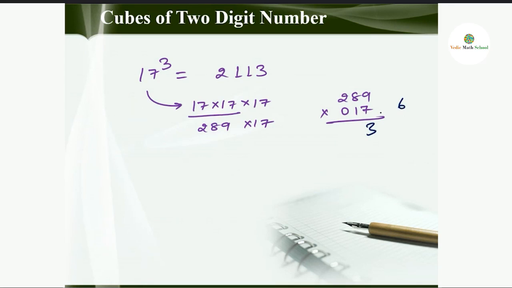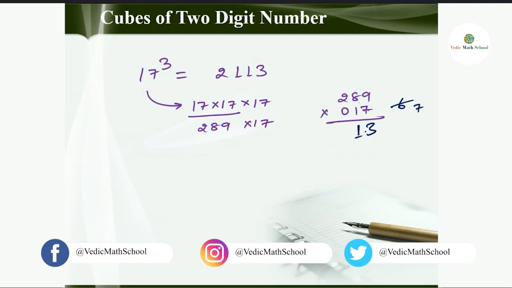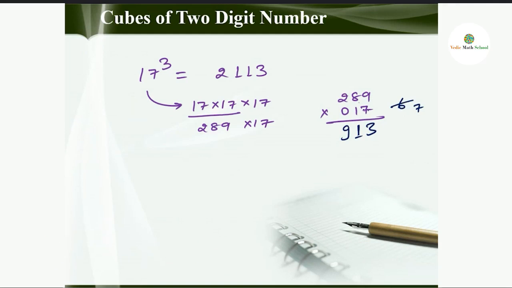9 times 7 is 63, 6 is there. 8 times 7 is 56, plus 9 is 65, plus 6 is 71, carry over 7. 7 times 2 is 14, 9 times 1 is 9, 8 times 1 is 8, 14 plus 8 is 22, and we have a 7, so 29. Carry over 2 now. The work of 7 is done. Now 1 into 2, 8 into 0, that is 2. 2 plus 2 is 4. Answer is 4913.